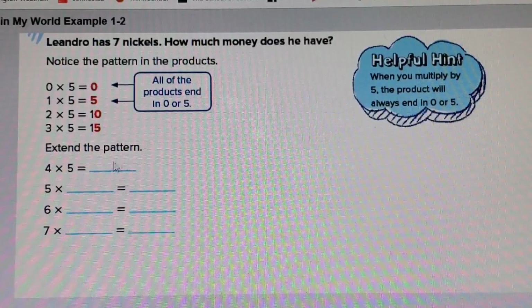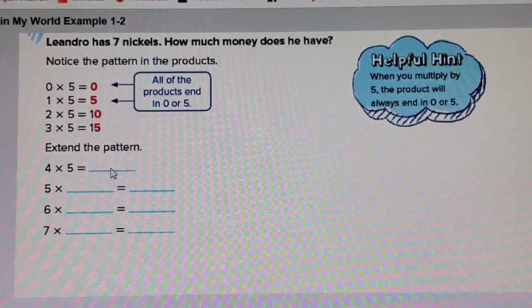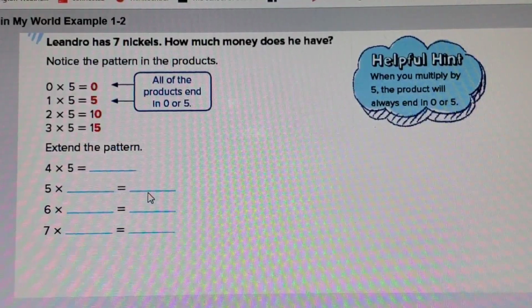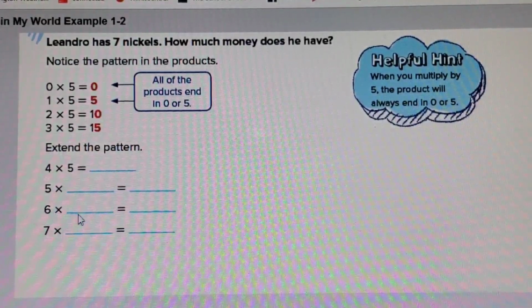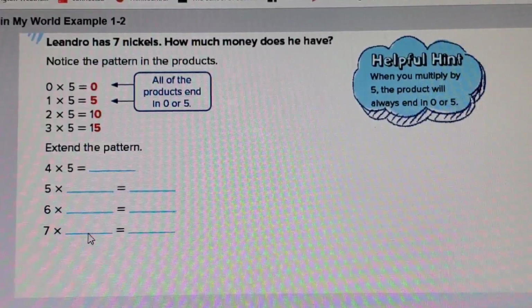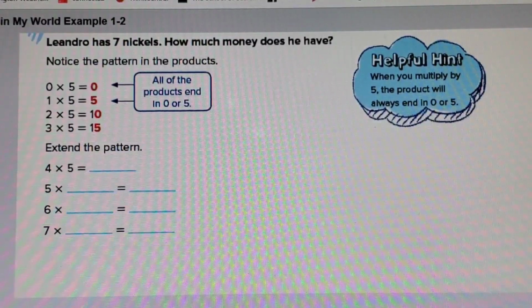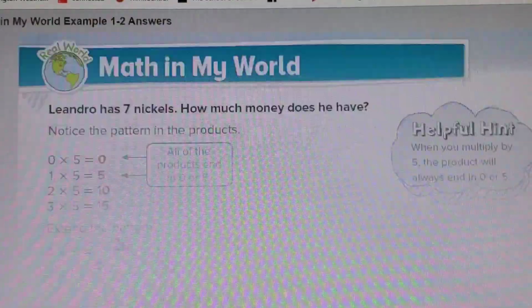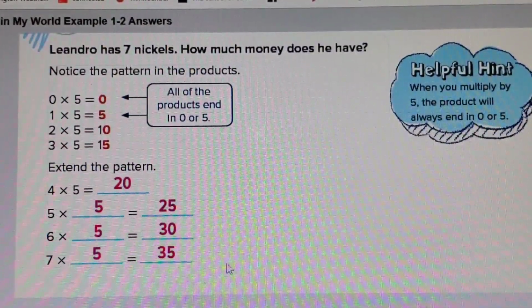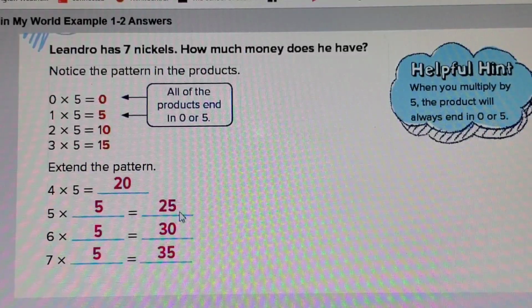Let's extend the pattern. 4 times 5, 20. 5 times 5, write your answer here. 6 times 5, answer here. 7 times 5, answer here. And here are your answers. 20, 25, 30, 35. Look at the pattern.